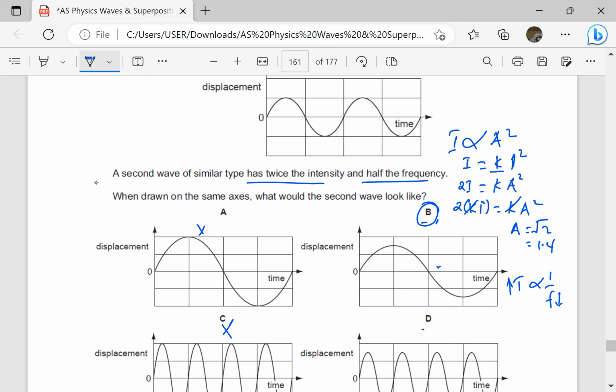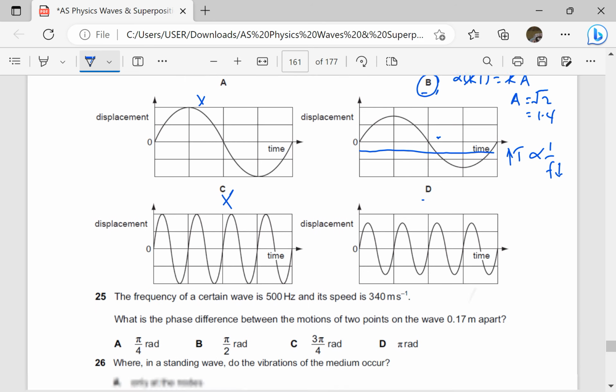If the frequency is half, the period is double. The period was represented by two boxes. If the frequency is half, the period is doubled. So it means the period is going to be represented by twice the number of boxes as before.